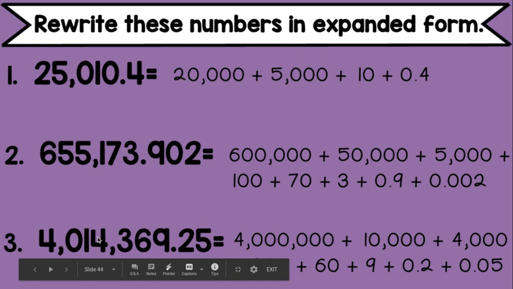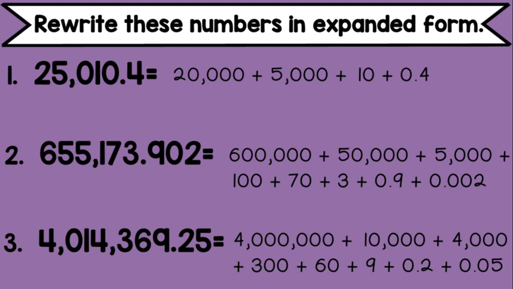Plus the 4 with 3 zeros. Plus, we should have the 3 and 2 zeros, plus the 6 with 1 zero, plus the 9, plus, now we've got the 0 in the ones place, the decimal point, and the 2 tenths. We have a 5 after the decimal, so we need to write 0 for the ones place, the decimal point, and the 0 for the tenths place, and finally the 5 for the hundredths place.